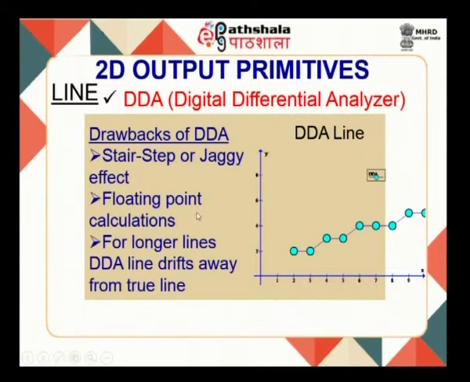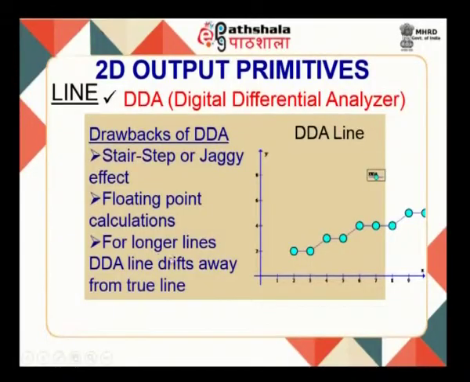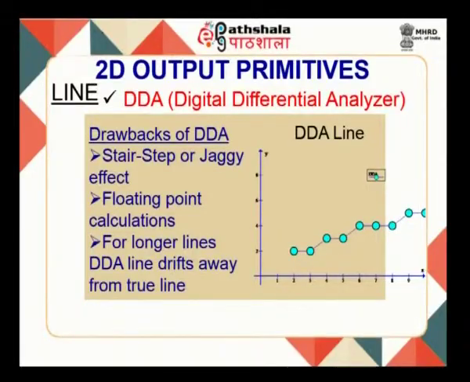The second drawback is floating point calculation. We are handling so many floating point decimal calculations, which are also always rounded off. And for longer lines, the DDA line drifts away from the true line. If you try to draw the longest possible line on the monitor, say from the top left corner to the bottom right corner, or left to right inclined lines, you would notice that there is a drift from the theoretical line. So that is the DDA line drawing procedure, the simplest procedure.